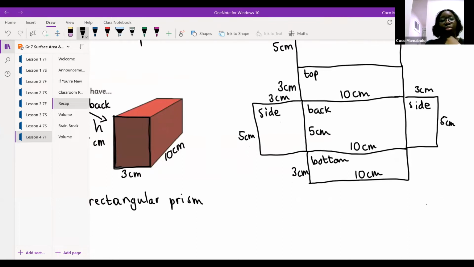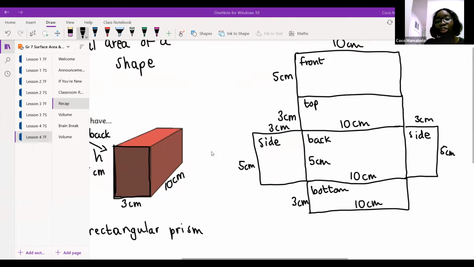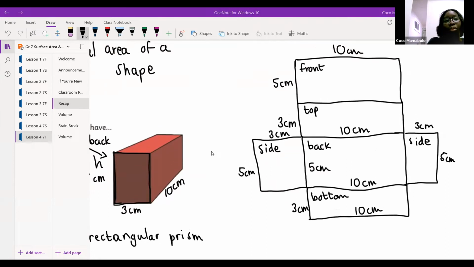So I'm going to show you guys a different way to calculate the surface area. Now, remember, guys, we were talking about how the front looks like some other side. Which other side does my front look like? Tell me in the chat, everyone. Good. It looks like the back. Well done, good, it looks like the back.